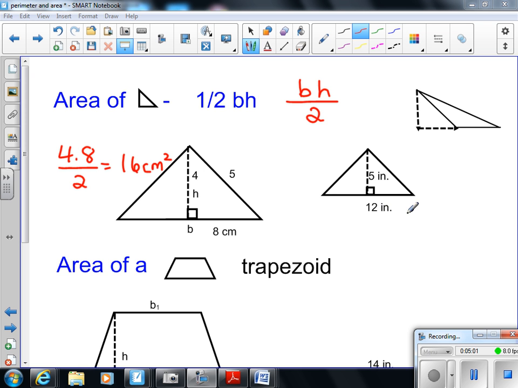That's right. Half of 12 is 6 times 5 gives you 30 square inches. Or I can write down 5 times 12, divided by 2, and then you get your 30 inches squared. And your label will be square units.